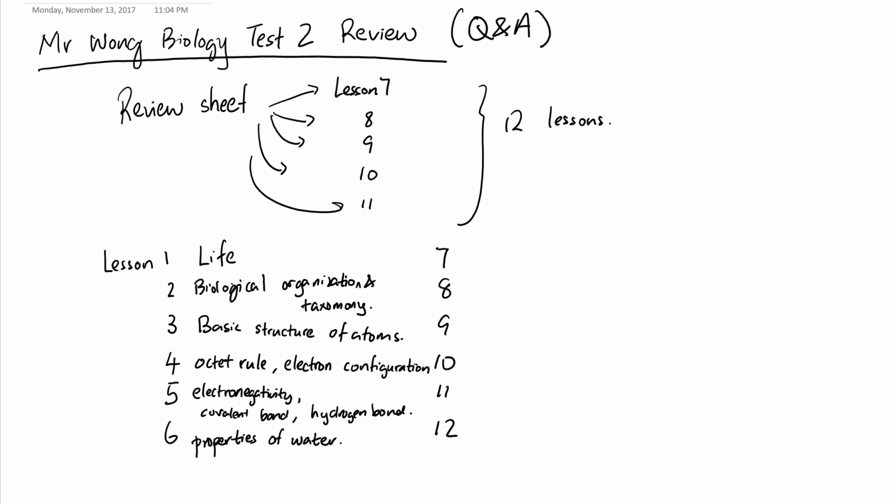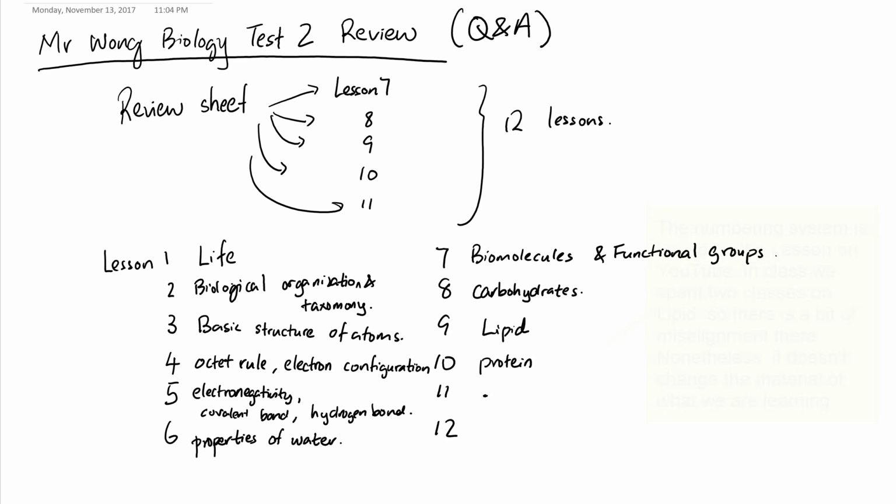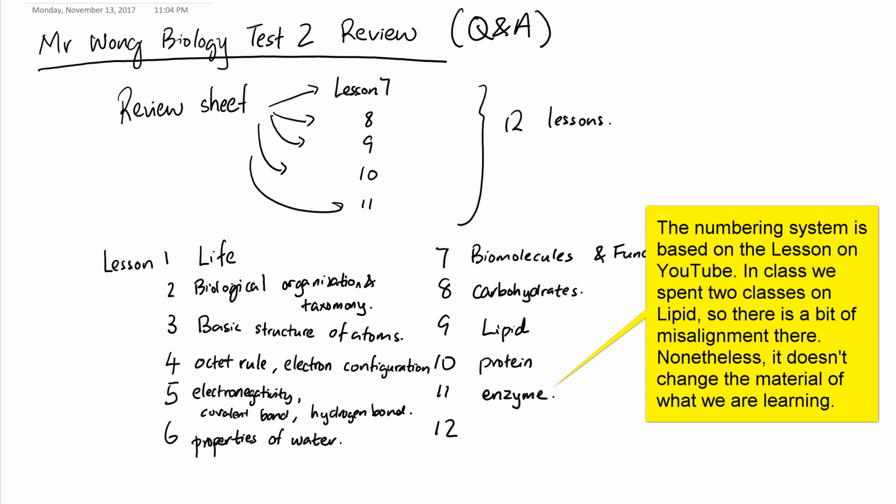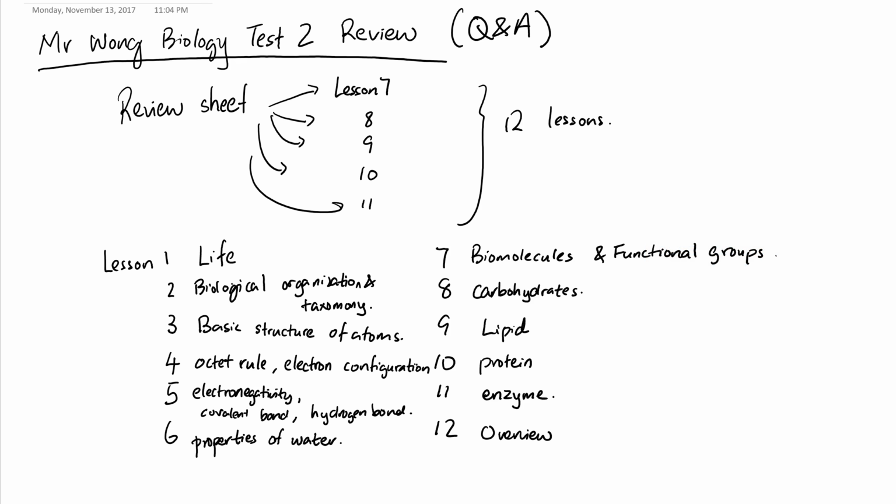Properties of water. Lesson 7 is about biomolecules and functional groups, right? There are 4 functional groups that we've learned, and there are 4 biomolecules that we have learned. The 8th lesson is carbohydrates, the sugar family. The 9th lesson is lipid. Lesson 10 is about protein. Lesson 11 is about enzyme. And lesson 12 is really just an overview of all the 4 biomolecules that we have learned.